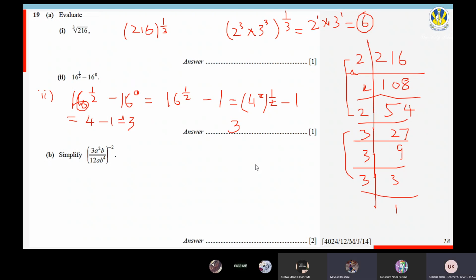So Umar, are you clear? What is the step called, 16 to the power 1 over 2 converted to 4? Yes, sir, I am clear. Sir, what is the step called? This is also prime factorization.